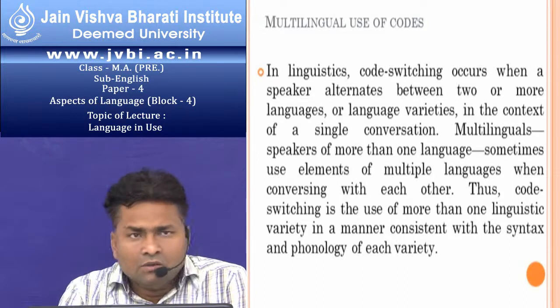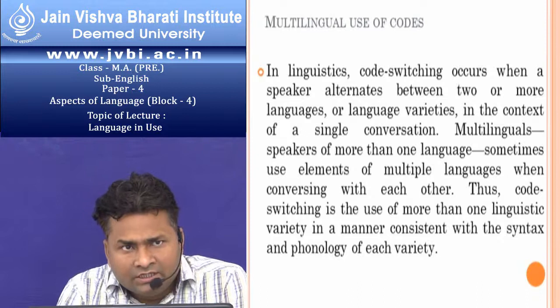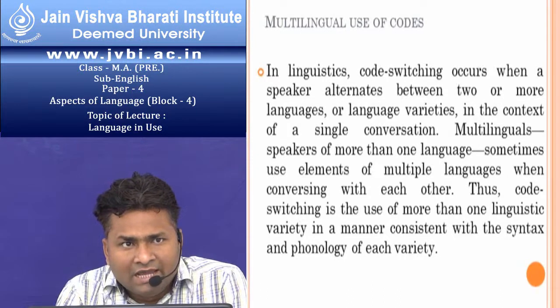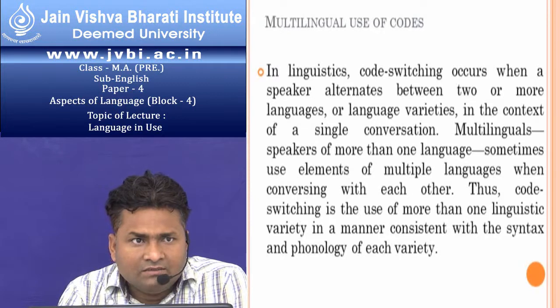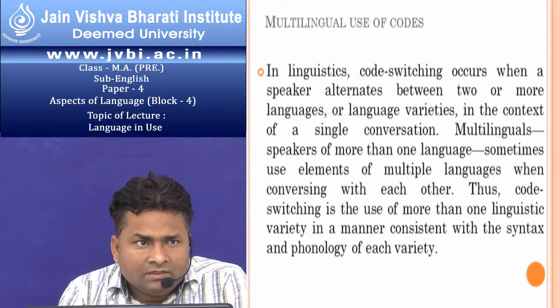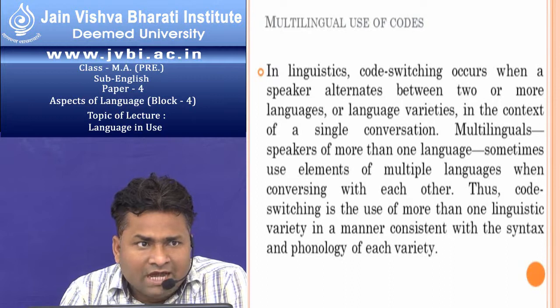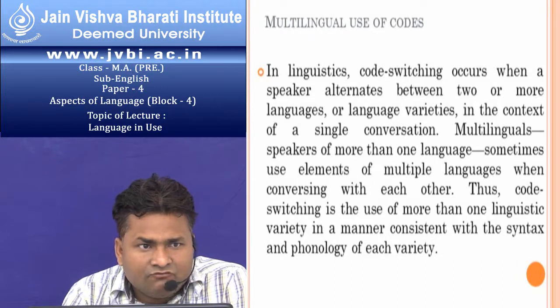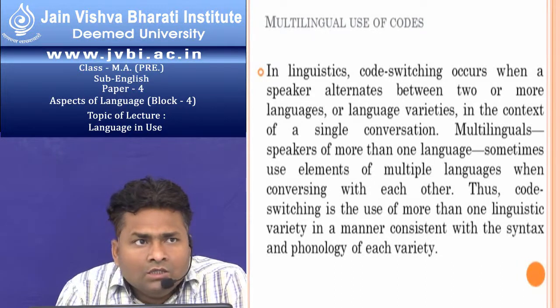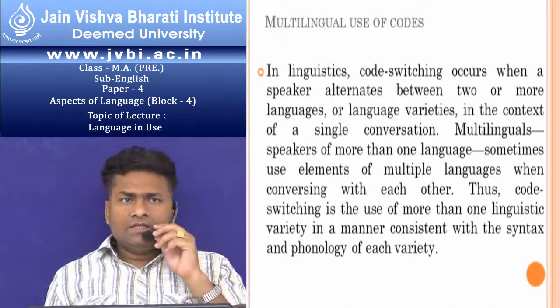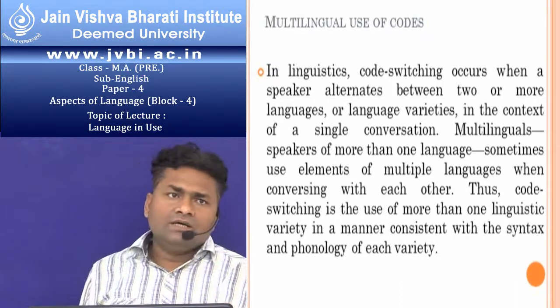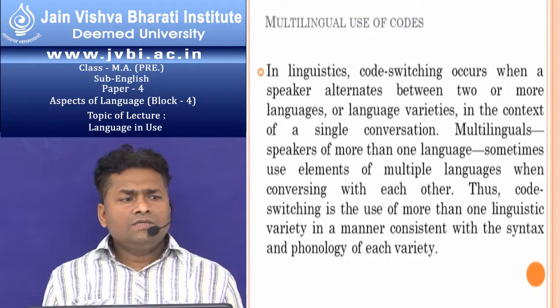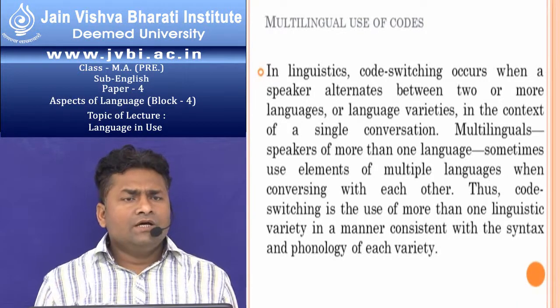In linguistics, code switching occurs when a speaker alternates between two or more languages or language varieties in the context of a single conversation. Multilingual speakers of more than one language sometimes use elements of multiple languages when conversing with each other. Thus, code switching is the use of more than one linguistic variety in a manner consistent with the syntax and phonology of each variety. This is how in day-to-day life we need to change the codes, because it is all mixing and code switching as the situation demands.